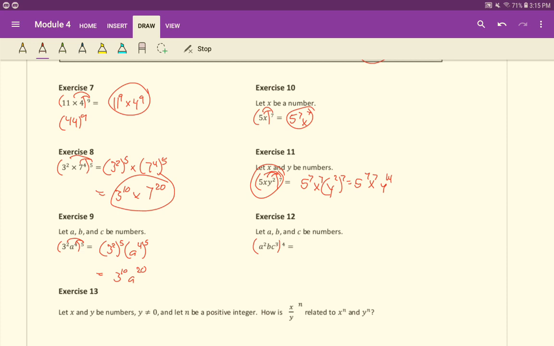All right, a squared times b times c to the 3rd, again, 4, 4, and 4, so this is really a squared to the 4th, b to the 4th, c cubed to the 4th. And again, multiply your exponents here. So a to the 2nd to the 4th becomes a to the 8th. b to the 1 to the 4th becomes b to the 4th. And c to the 3rd to the 4th becomes c to the 12th. And there's our answer.